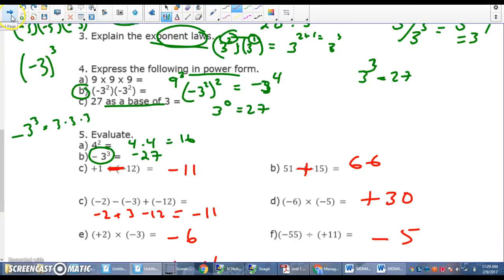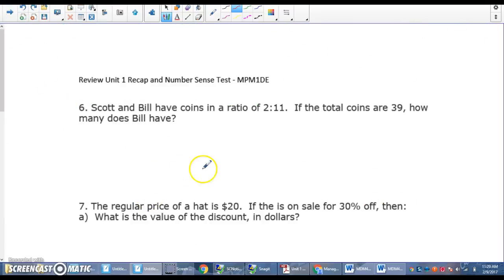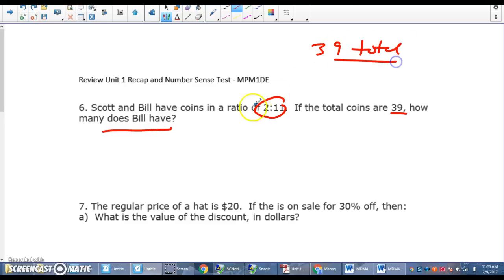Let's see if page 2 is over here where it should be. And it is. Scott and Bill have a coin ratio of 2 to 11. If the total coins are 39, how many does Bill have? Well, the easiest way to do this is a little bit beyond what we're doing right now, but if I have 39 coins in total, and I want to figure out how much Bill has and Scott has, now you can probably figure this out in your head, but think about this. Together they have a ratio of 2 to 11. So let's say there were 13 coins lying around. Scott would have 2, Bill would have 11. So in general, if there are 13 coins, then there's your ratio.